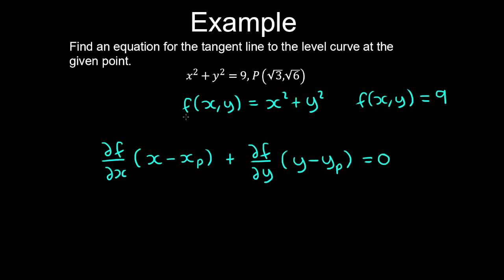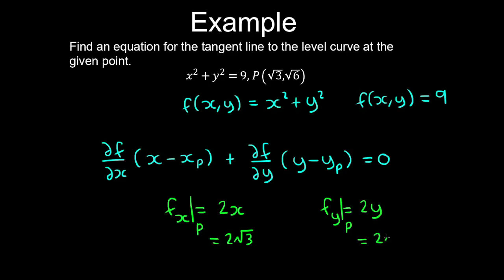So the partial of f with respect to x is 2x, and the partial of the function with respect to y is 2y. And if we evaluate these at the given point, we get 2 root 3 and 2 root 6.